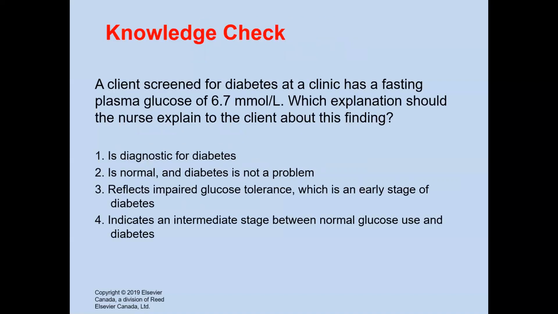Oh, yay. Let's do a question. We have a client screened for diabetes at a clinic, fasting blood sugar 6.7. What should the nurse explain about this finding? 1, is it diagnostic for diabetes? 2, it's normal and diabetes isn't a problem. 3, it reflects impaired glucose tolerance, which is an early stage of diabetes. Or 4, it indicates an intermediate stage between normal glucose use and diabetes. And I know you all know the answer is 3 because we're talking about prediabetes.